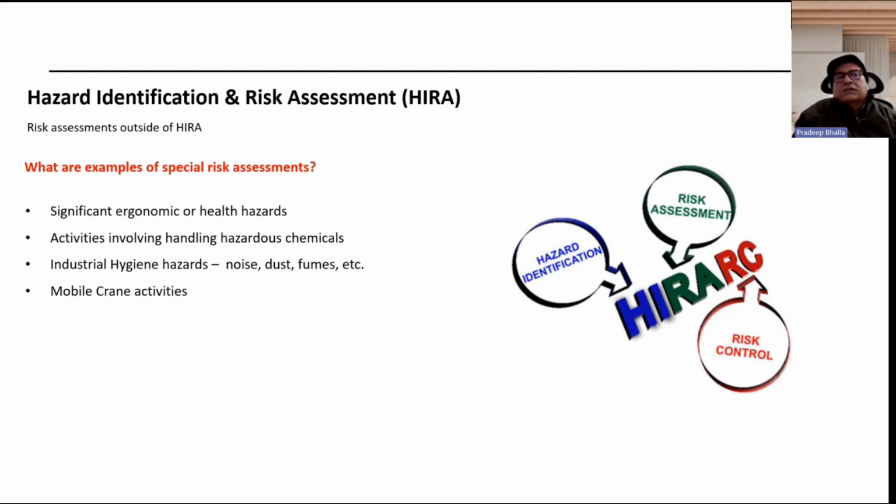Now, Onkar is in the chemical industry, and a few others are also from the chemical industry, like our friend Mr. Ashok from LPG. So there are special risk assessments for these types of hazardous chemicals. Industrial hygiene: noise, dust, fumes. For that also we have special risk assessment. For mobile crane activities, for heavy lifts, there is also a special risk assessment. So these are examples of some special risk assessments, but the process is the same.